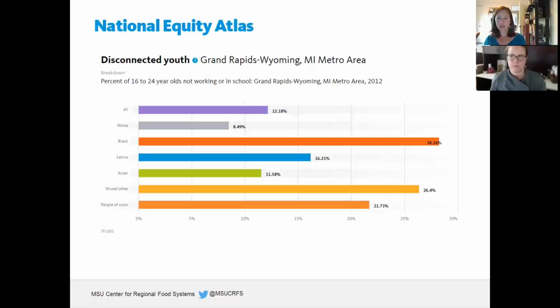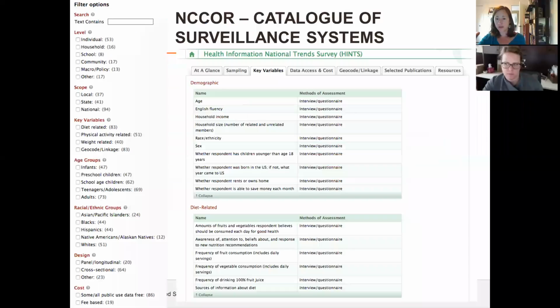And then another indicator that I like that I haven't seen elsewhere is what they call disconnected youth. This is the percent of 16 to 24-year-olds who are not working or not in school, again, by race and ethnicity. So it can give you an idea of disparities in race, but then also just the number of youth in your community who might be in vulnerable situations because they're not working or in school.